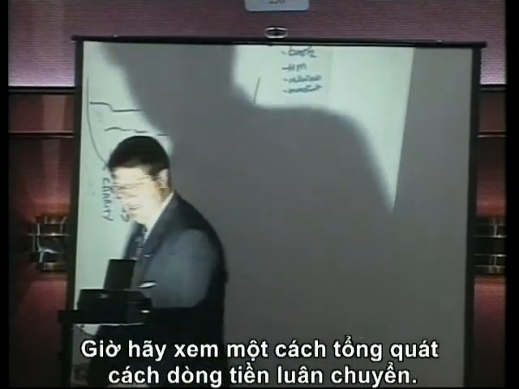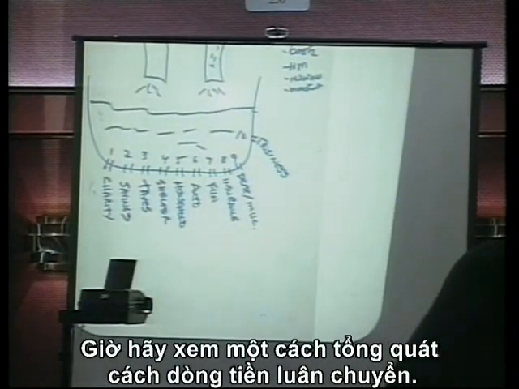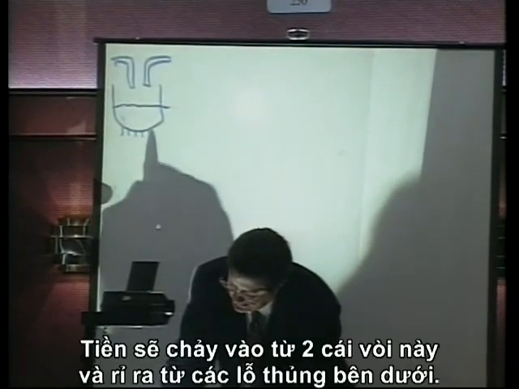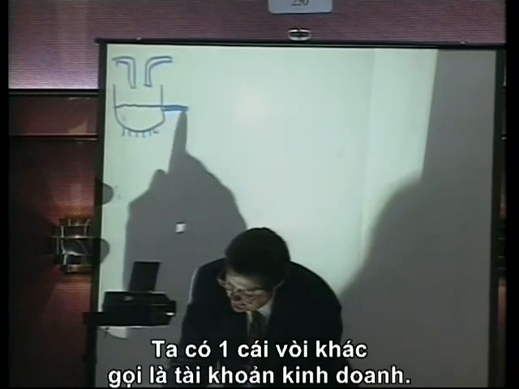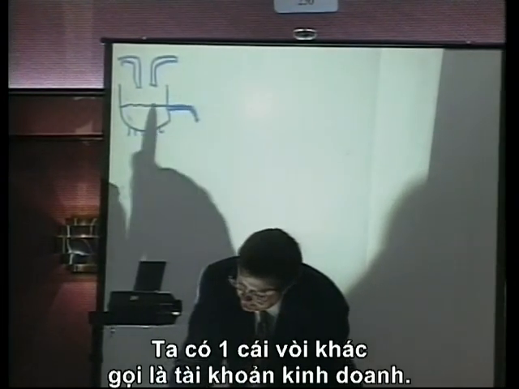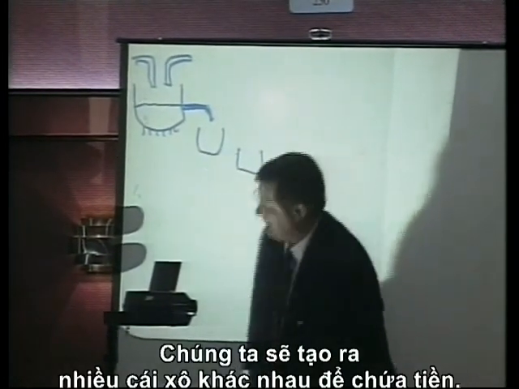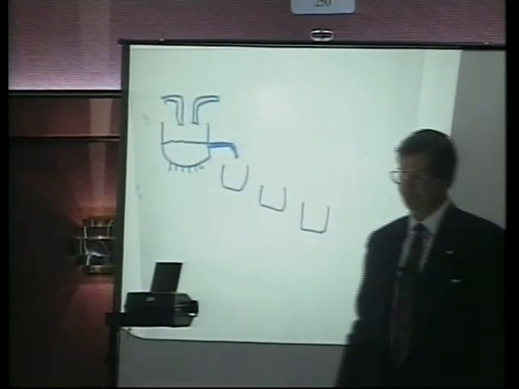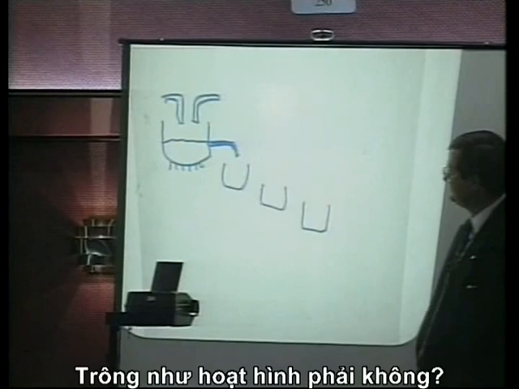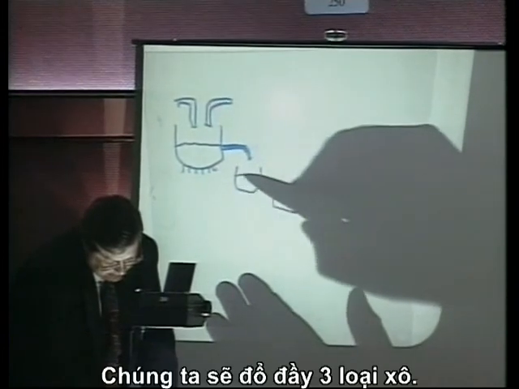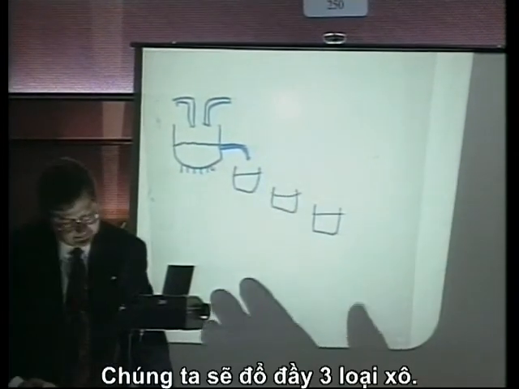Now let's just see a bigger picture of the way the money flows. There's our two faucets, and the money's flowing in here, and the money's leaking out here at the bottom. Then we have our business account, another faucet that we're trying to do here. We're trying to really create several different buckets to put our money into. Looks like a cartoon, doesn't it? And so what we're trying to do is put in three kinds of buckets.